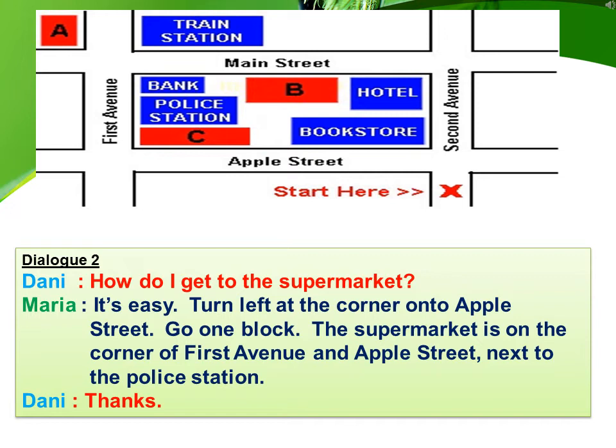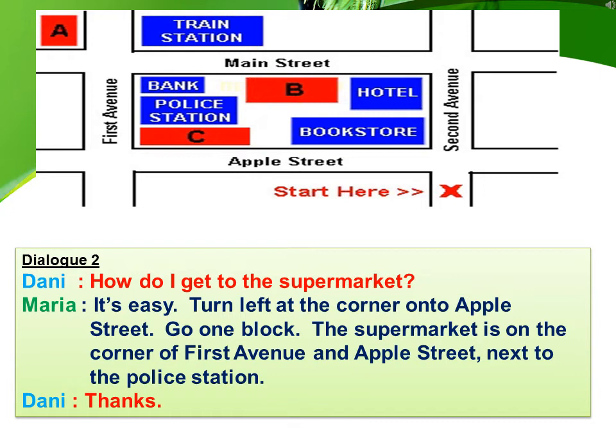So, let's start. Danny: How do I get to the supermarket? Maria: It's easy. Turn left at the corner onto Apple Street. Go 1 block. The supermarket is on the corner of First Avenue and Apple Street, next to the police station.